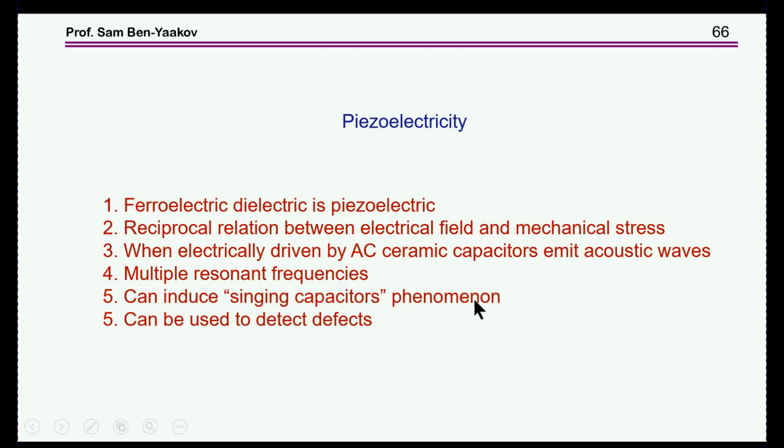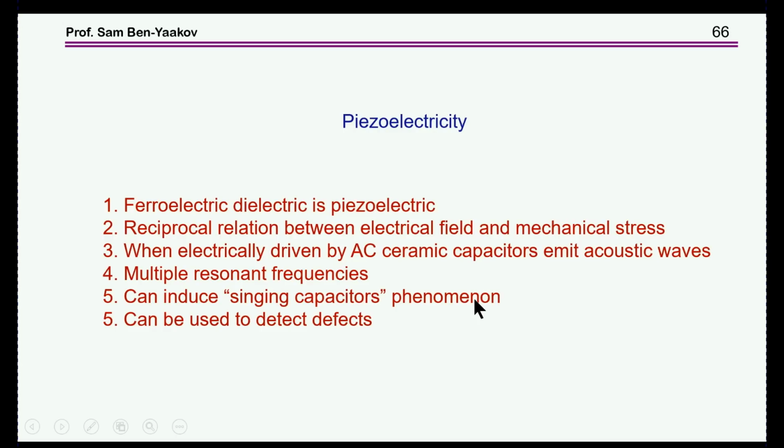Why is it important? It's important for two reasons. One, it is annoying. There are cases that people have reported that the PCB started to sing, started to emit audio. So this is very annoying. Secondly, if you hit resonances, this could cause cracks. In fact, one way to discover cracks in a piezoelectric material or capacitor is to use piezoelectricity.